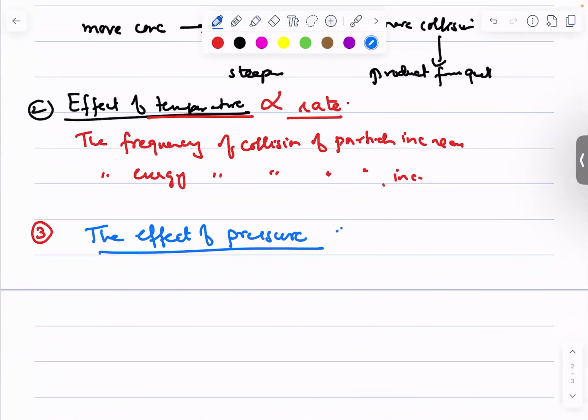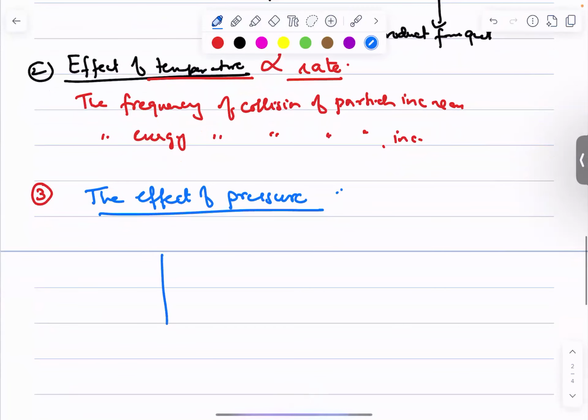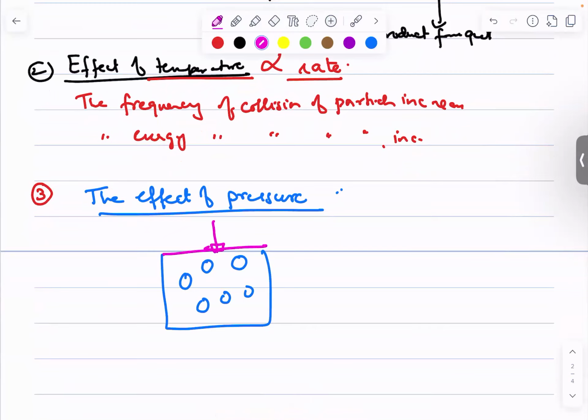The effect of pressure. When we talk about pressure, you know that the molecules collide with each other. Let's suppose the molecules are far apart. Now, if I apply pressure with the help of a piston and it goes down, what is going to happen?